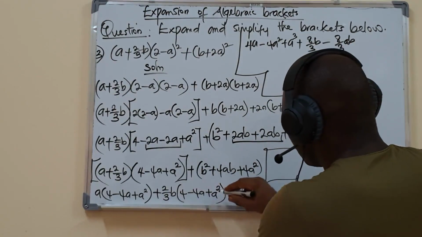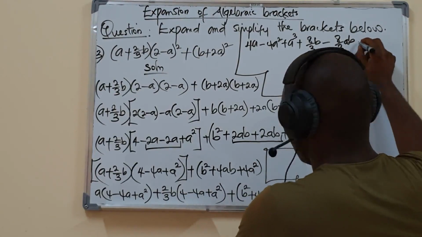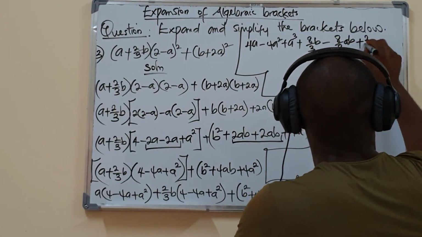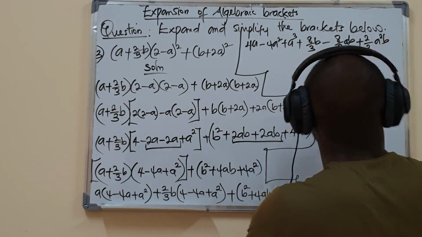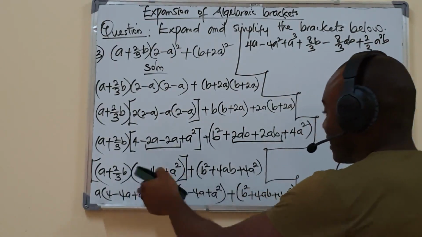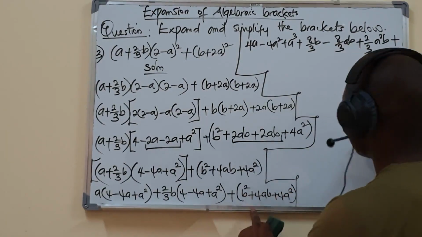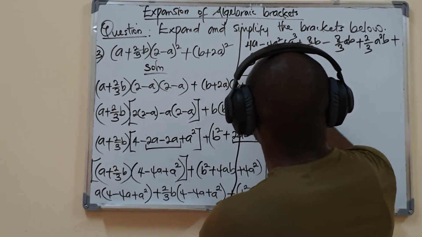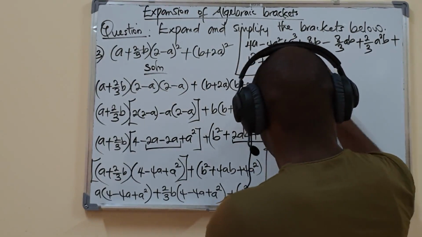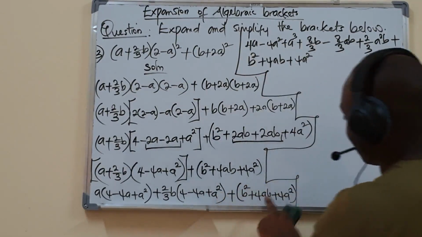Next, 2/3 multiplying a squared. Remember the b? That's going to give you addition of 2/3 a squared b. Both brackets have been expanded, so we just have to bring down the next bracket, which is b squared, add 4ab, add 4a squared.